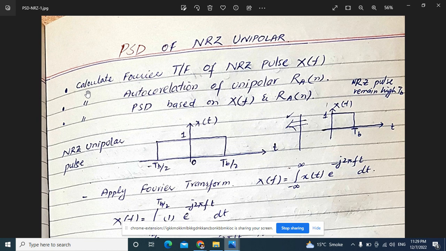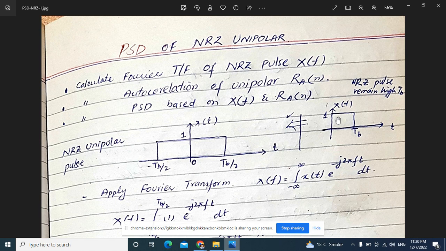The first step is to calculate the Fourier transform of the non-return to zero pulse, X of f. Second step, you need to calculate the autocorrelation of the unipolar pulse, R of a and n. The third step, then you can calculate the power spectral density based on the above two calculations.